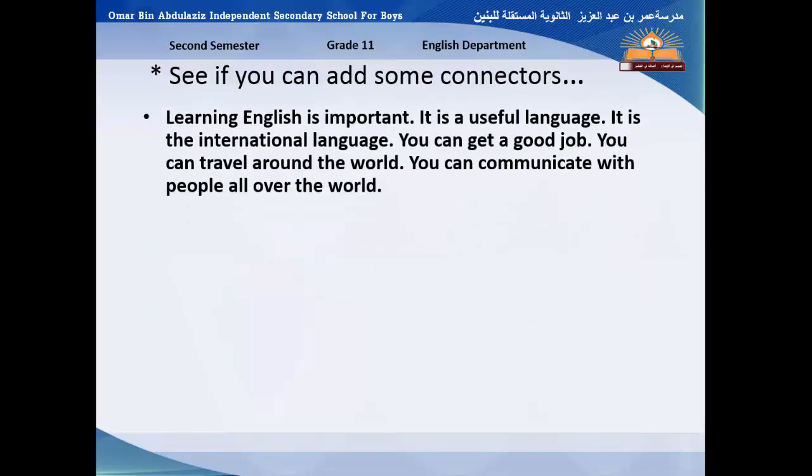Learning English is important. It's a useful language. It is an international language. You can get a good job. You can travel around the world. You can communicate with people all over the world. These sentences don't have connectors. Where can we add connectors?